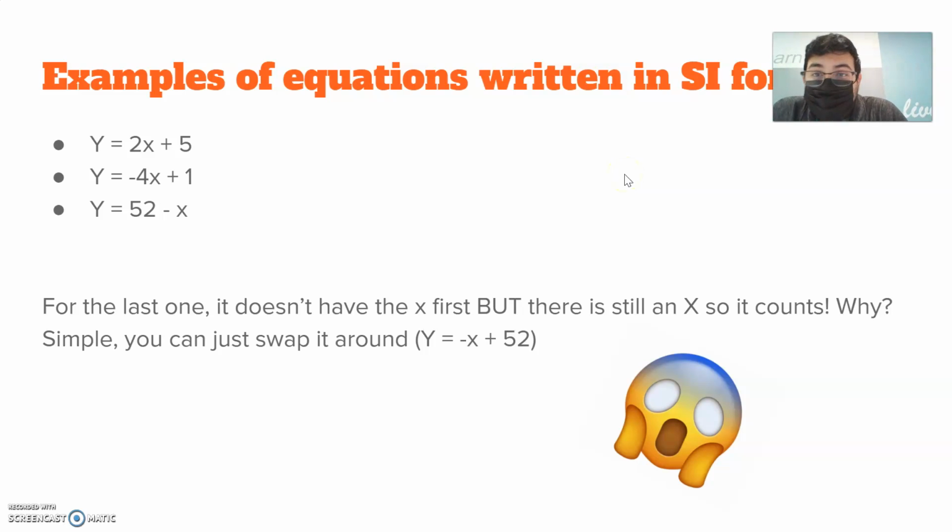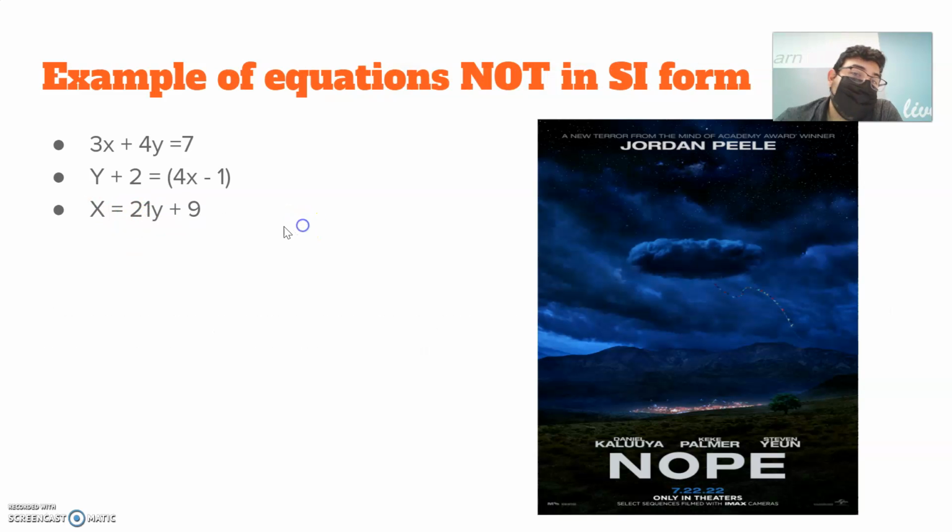So some examples of equations written in slope-intercept form. y equals 2x plus 5, that is written in slope-intercept form. y equals negative 4x plus 1, that is slope-intercept form. And y equals 52 minus x. See how the x does not come first? Doesn't matter. It is still in slope-intercept form because you can swap around the negative x, just how it is here. So y equals negative x plus 52. Remember, it's positive if there's no negative sign in front of it.